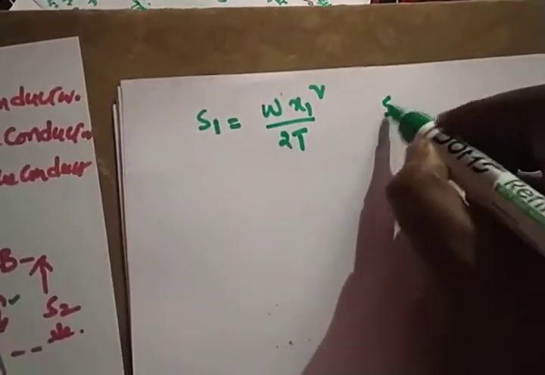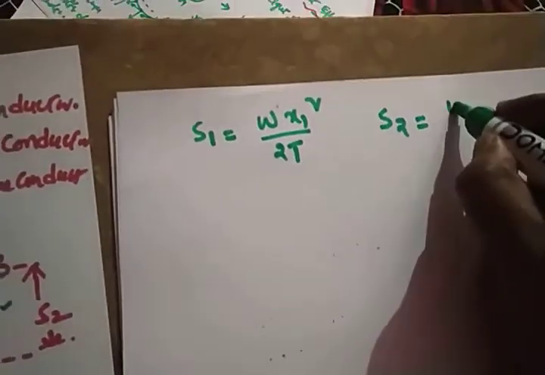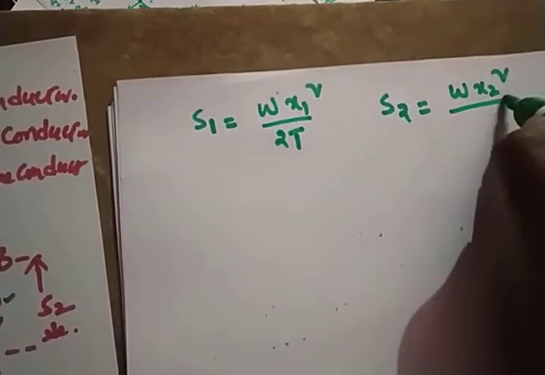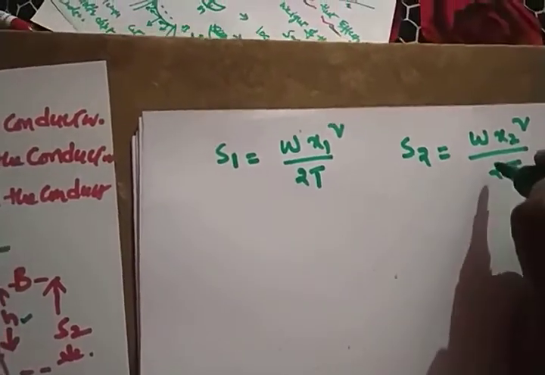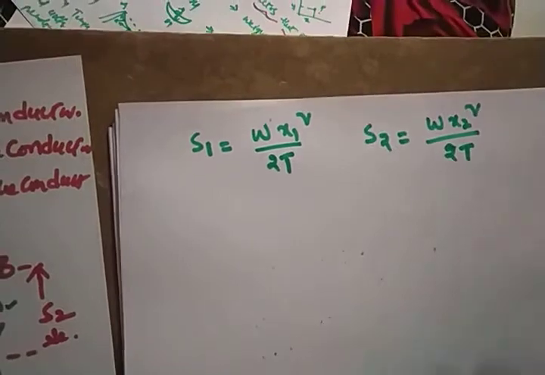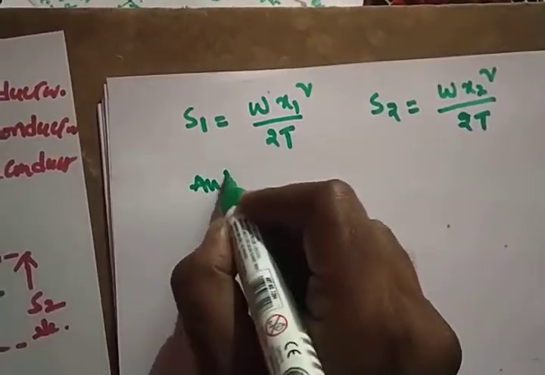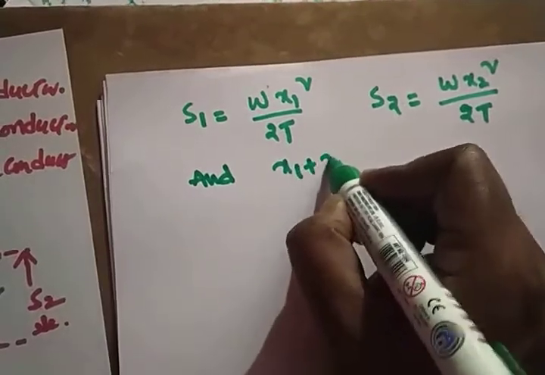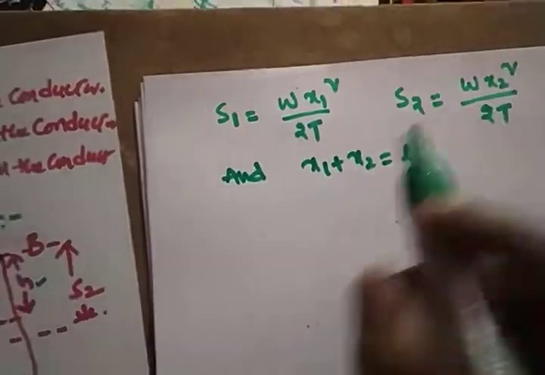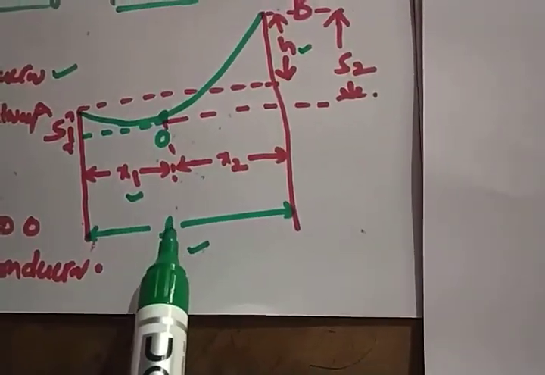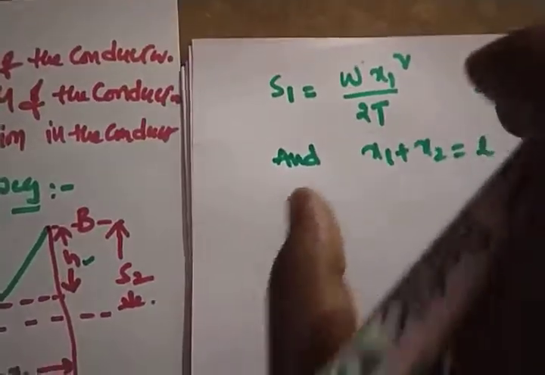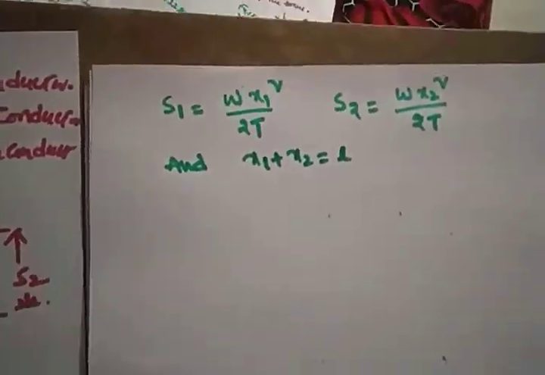Right? And you know the sag S2. What is the sag S2? W into x2 square by 2T. That is not the midpoint, that's why I am assuming x1 and x2. Right? And you know x1 plus x2 is equal to L. So these three things we will know. So from this you will solve.